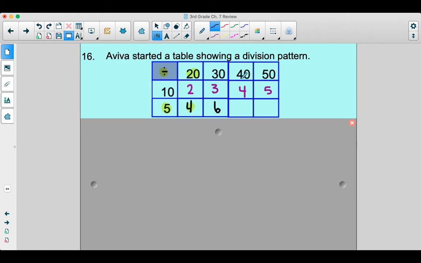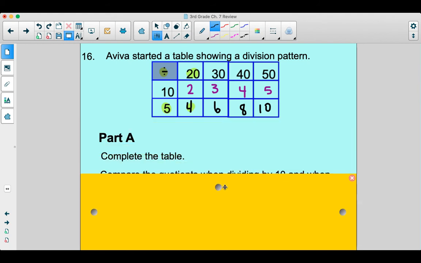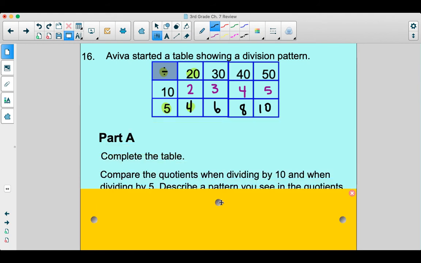All right, now we're going to do 40 divided by 5. How many times would you have to count by 5 to get to 40? 8 times. And then 50 divided by 5 is 10. You probably know that because 10 times 5 is 50. All right, so now, got a color change. Part A says complete the table, done.